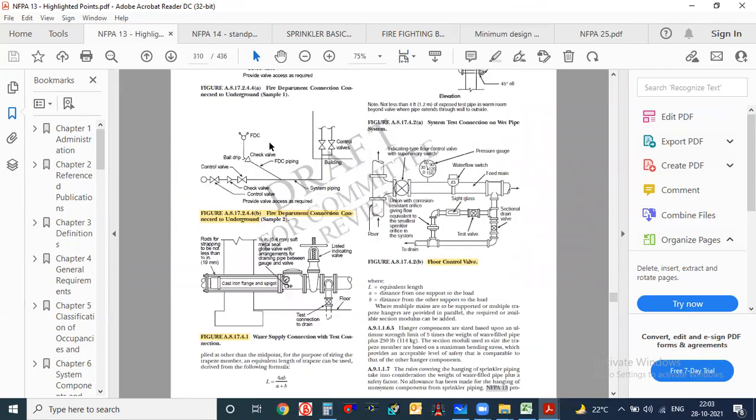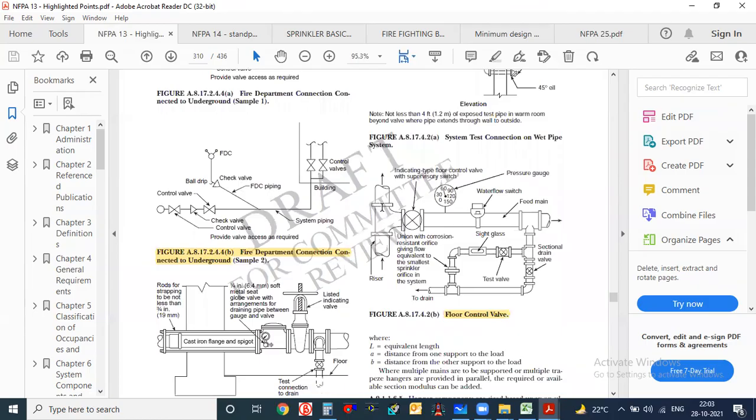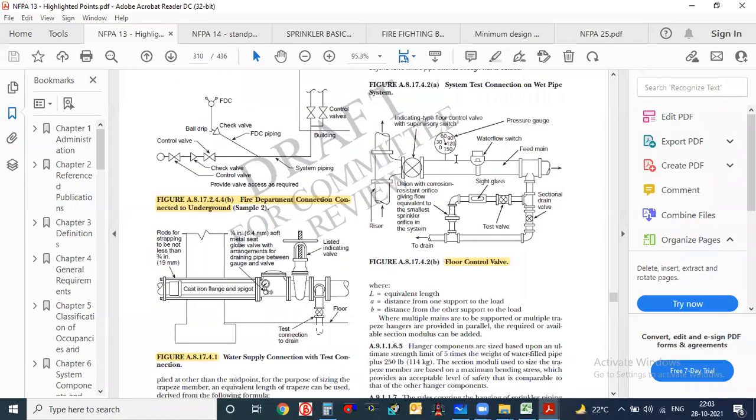Now this is the most important thing I wanted to show you. This is the zone control valve. What is the meaning of zone control valve? On every floor, we have to give a zone control valve, because of the zone control valve only we can operate our whole system. For maintenance purposes, you just switch off the zone control valve and you can go for the maintenance work.